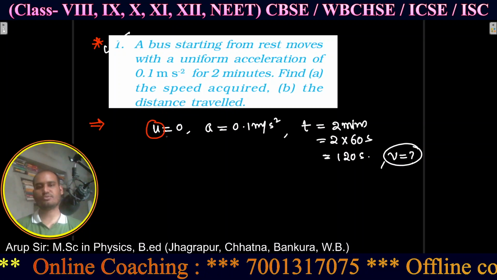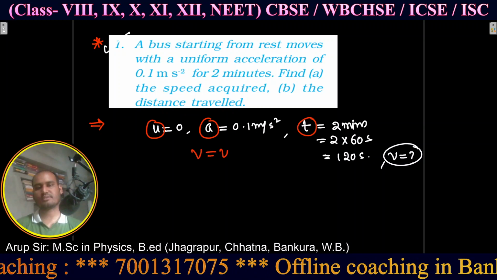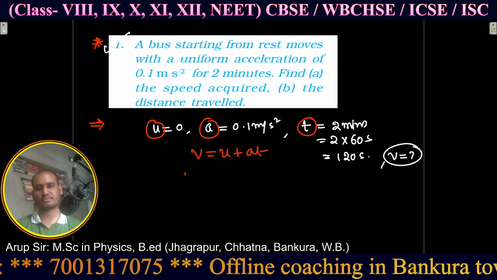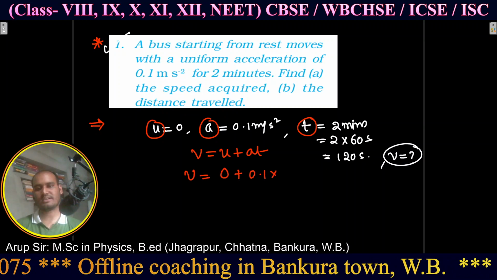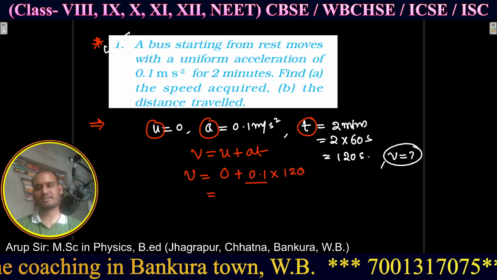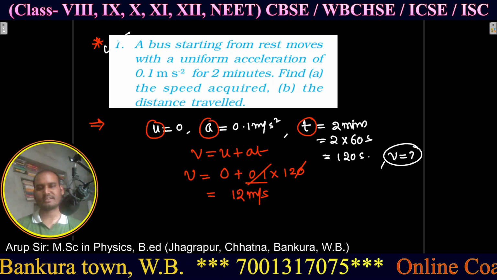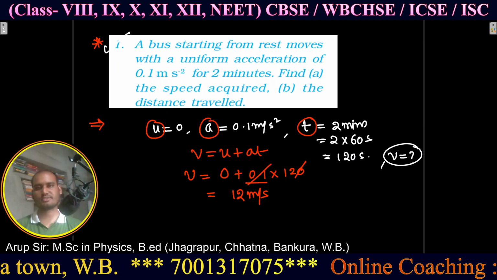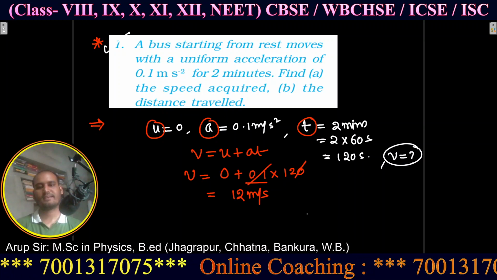See here, u, a, t, v. What is the formula? V equals u plus at. Put the values. V we have to find, u is 0, a is 0.1, t is 120. So what is the answer? Answer will be 12 meter per second. So this is the final velocity that the bus will achieve.